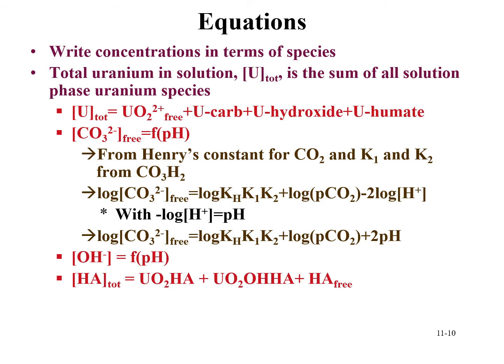That I can use to derive the hydroxide concentration at any given pH that I care to measure. And then the total amount of humic acid is equal to the different uranium species plus the amount of free humic acid. So now I have all my terms to describe the range of species that I'm going to be interested in evaluating.